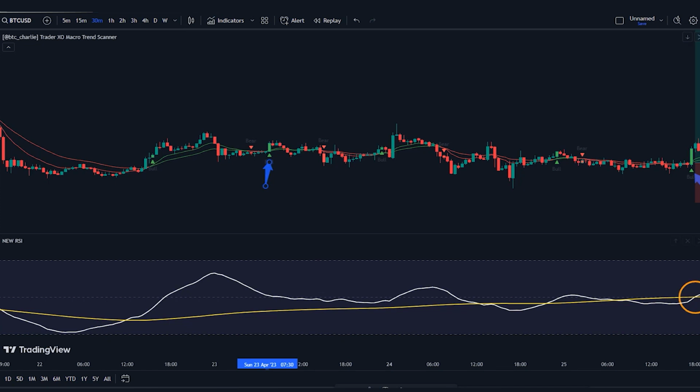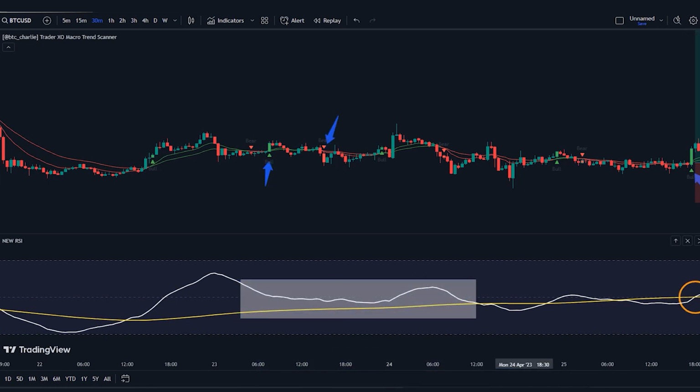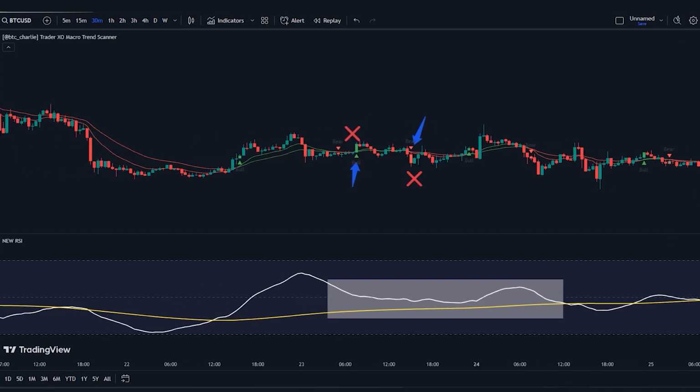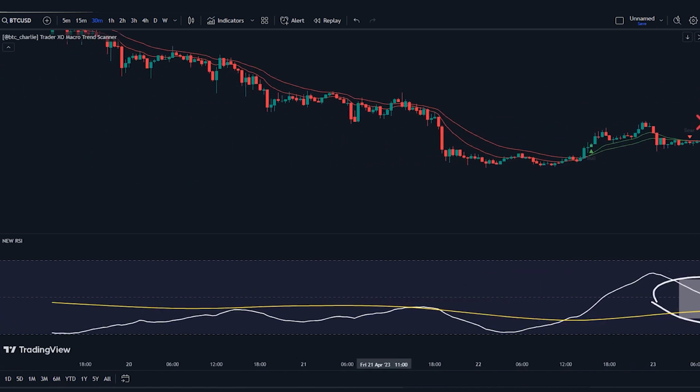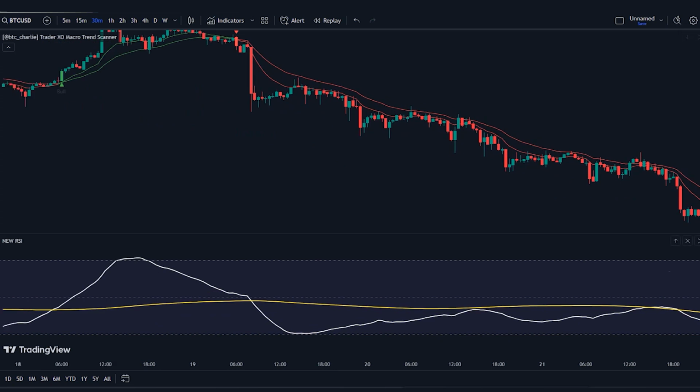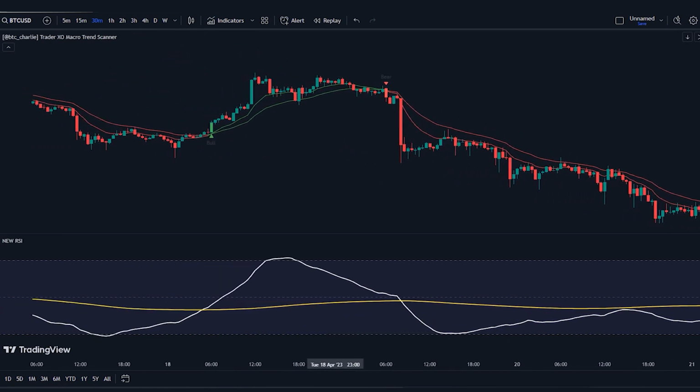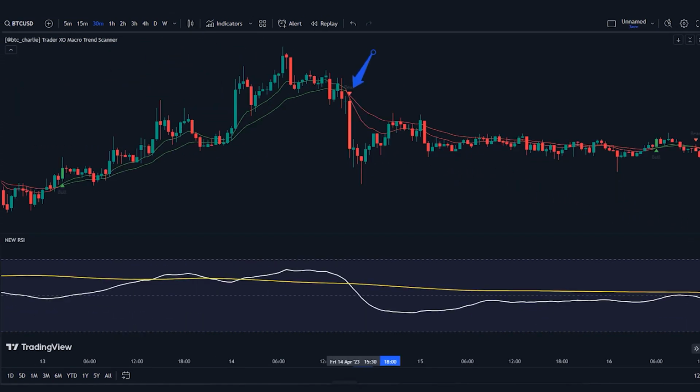We have two signals here, but they are both false because RSI hasn't confirmed any of them. These signals are false and invalid since RSI did not cross at this location. With this RSI, this strategy's win rate ratio rises above 95% because RSI filters the fake signals. Let's look at a few further examples as proof.